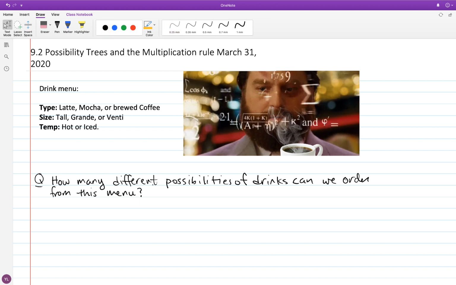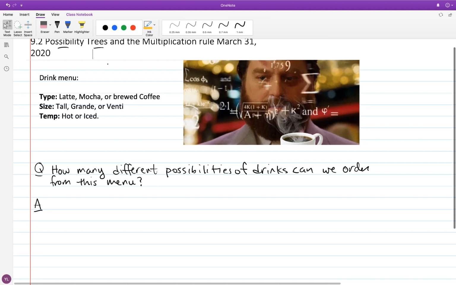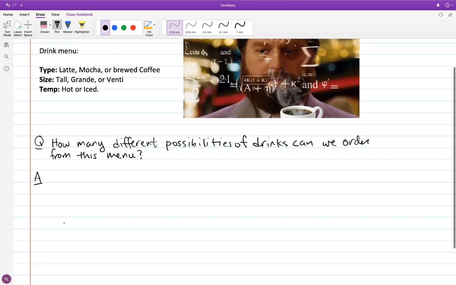Okay, so to answer this question, we're going to count the number of different drinks that you could make from this menu, and the organization of that counting is going to be a possibility tree. So this is how we organize the count. We draw this diagram, we start over here to the left, and we build the possibilities in 3 different stages. We understand that the drink that we make is going to have a certain type, a certain size, and a certain temperature. So we decide on those qualities in stages.